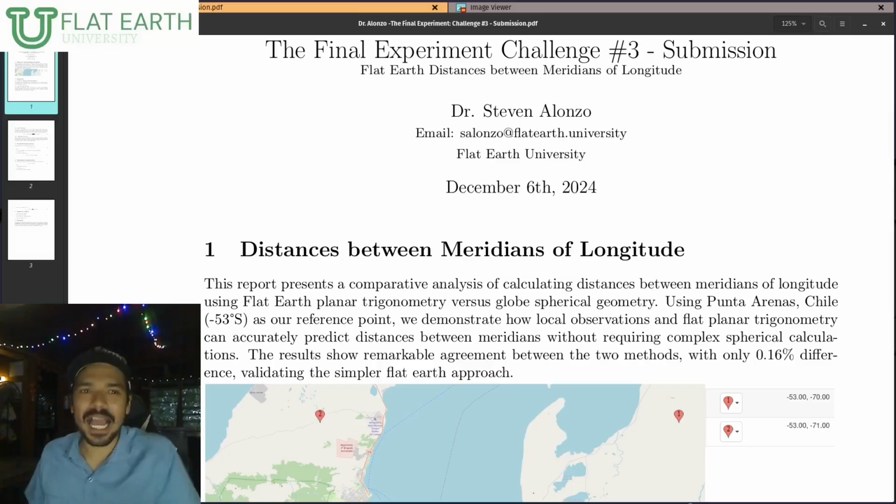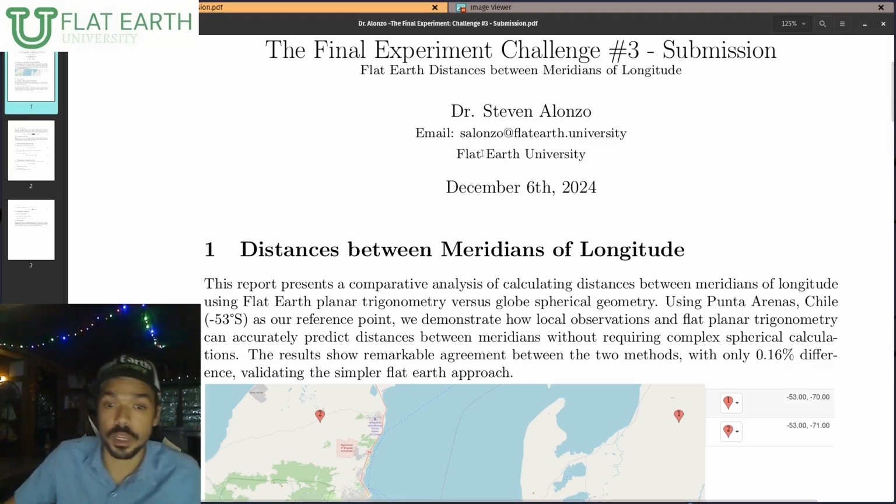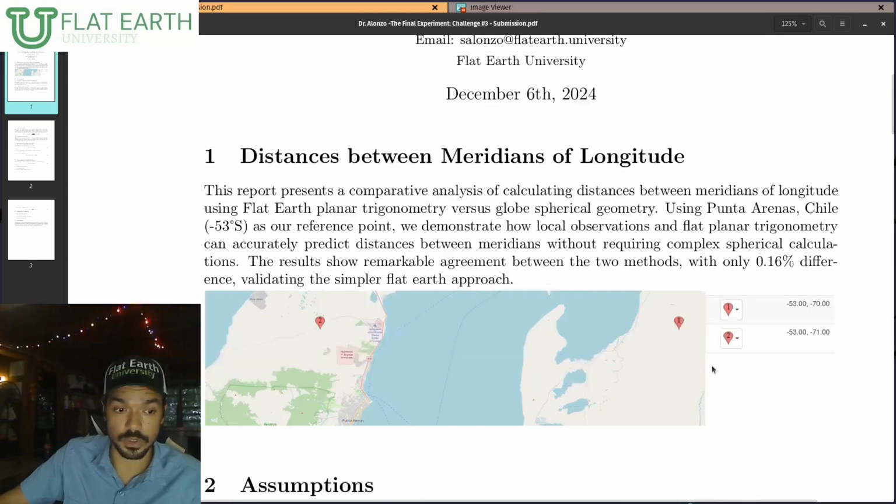We're back, guys, with the final experiment, challenge number 3. I killed it with the first and second, and this time we're doing another very exciting one. What we're doing is determining the distances between the meridians of longitude. We're using Punta Arenas again at negative 53 south, and for my test case, I just chose 1 degree over, so negative 70 longitude and negative 71 longitude.